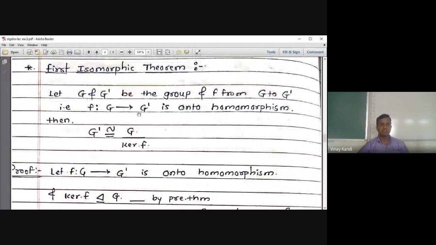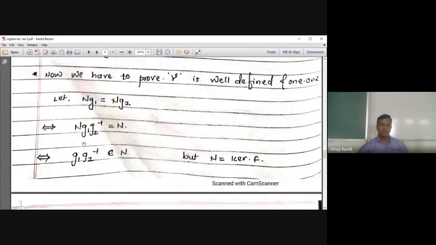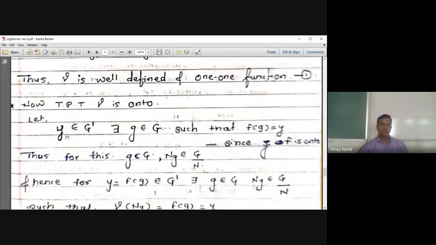By this definition of function, if y belongs to G dash, then we get onto homomorphism. Now this function f is onto. We are assuming that this function is onto. Hence, every element of this G dash has a pre-image in G. So by the definition of f, for every element y in G dash, there exists an element g belonging to capital G such that f of g is equal to y, since f is an onto function.